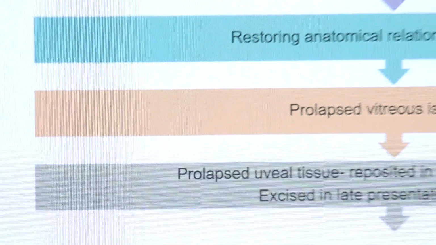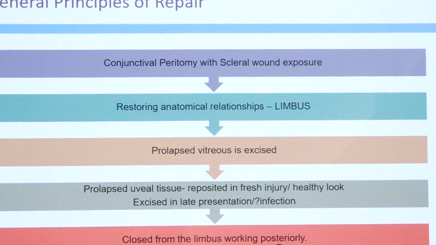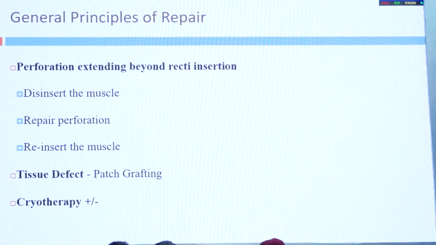and you also want a good functional outcome, but it is obviously your secondary aim. Now, to repair, first you need to have a good exposure of the site, you need to do a good conjunctival peritomy and restore the anatomical relationship, which first starts at the limbus, and then you move posteriorly from limbus into the sclera. Any prolapsed vitreous needs to be excised, and the uveal tissue, if it's a fresh injury, can be reposited, but if it is an old injury or suspicious of infection, needs to be excised.